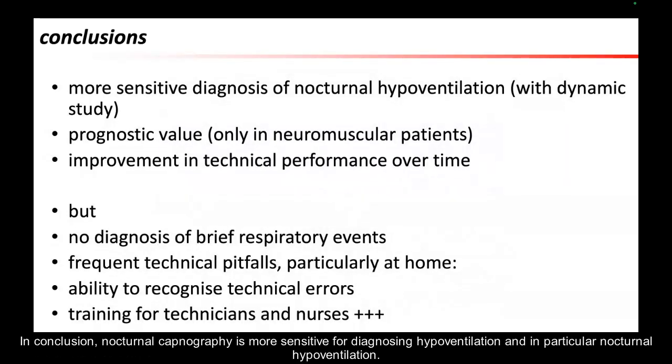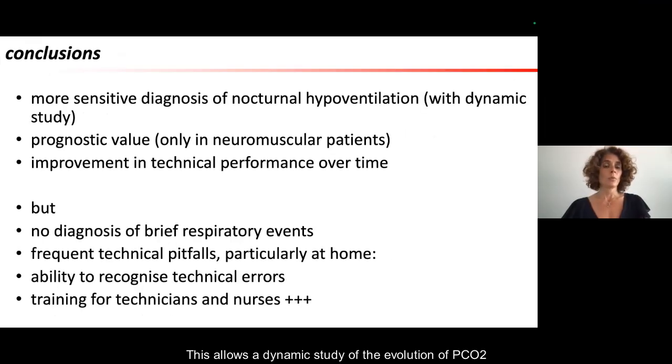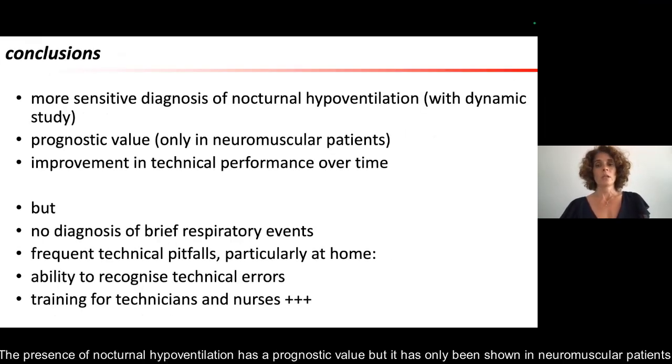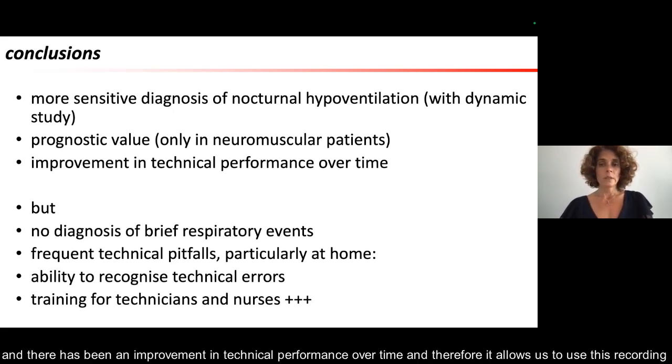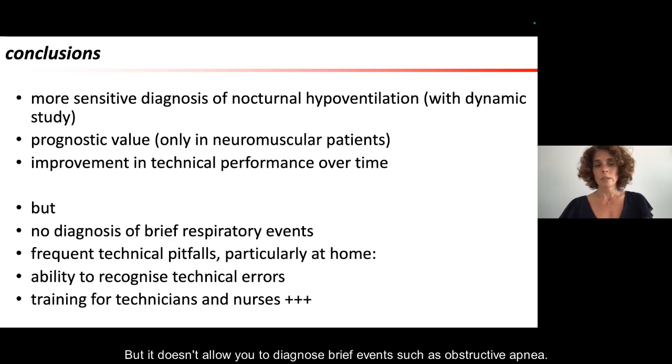In conclusion, nocturnal capnography is more sensitive for diagnosing hyperventilation, and in particular nocturnal hyperventilation. This allows a dynamic study of the evolution of PCO2. The presence of nocturnal hyperventilation has a prognostic value, but it has only been shown in neuromuscular patients, and there has been an improvement in technical performance over time, and therefore it allows us to use this recording to diagnose alveolar hyperventilation, in case the daytime arterial blood gas is normal. But it doesn't allow you to diagnose brief events, such as obstructive apnea.